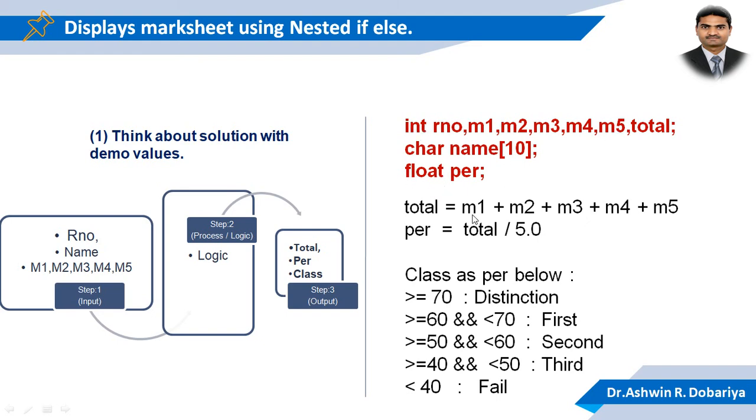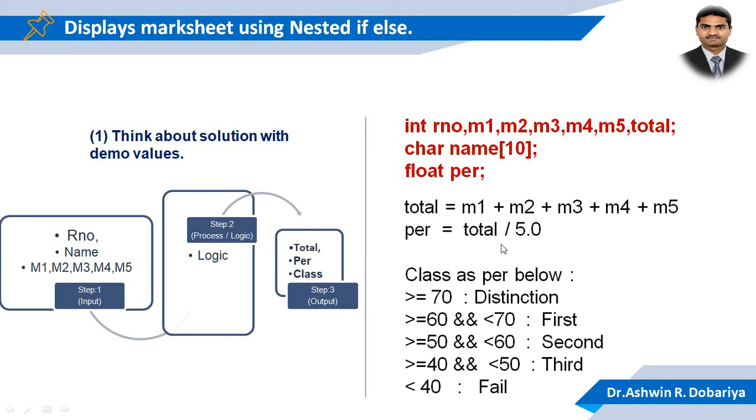Then in the next steps, we can calculate the sum using the addition operation, and that sum we will store into the total variable. After that, total will be divided by 5, which will give us the percentage. Now here total is an integer. If we only divide by 5 without .0, then what happens? It will not generate the decimal value of the percentage. Then it will not be the exact percentage.